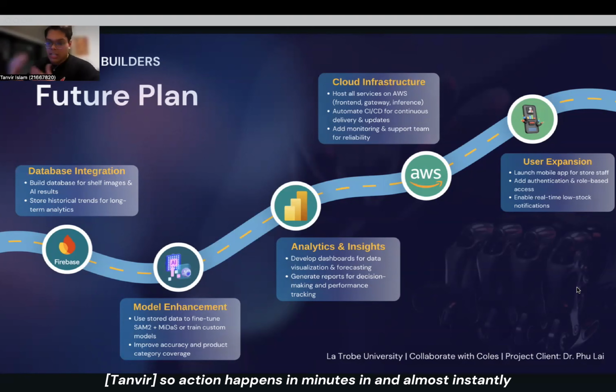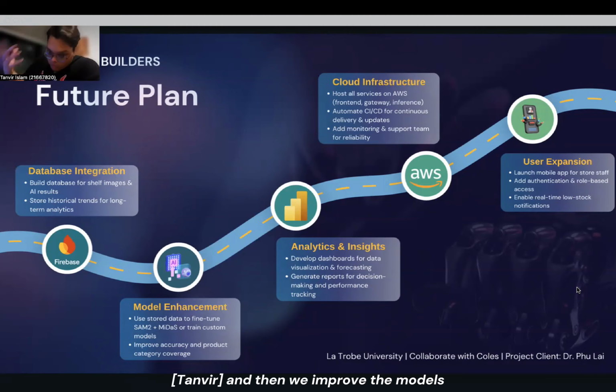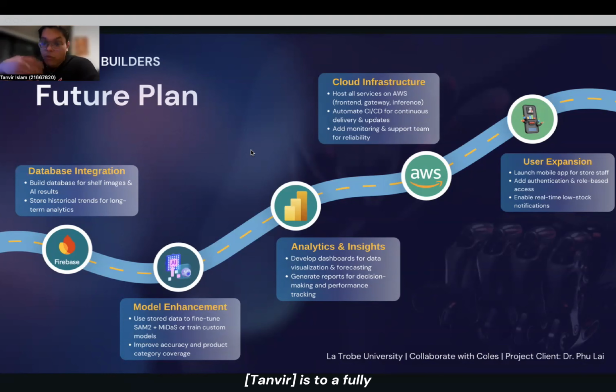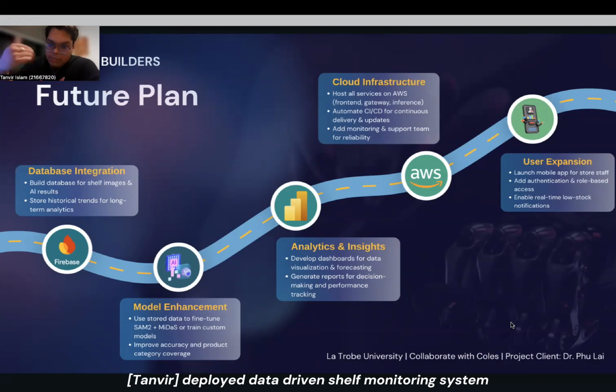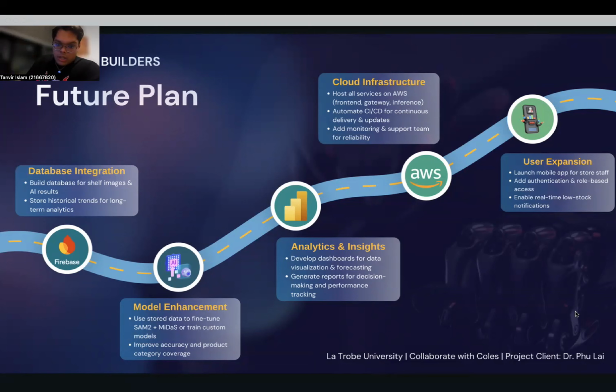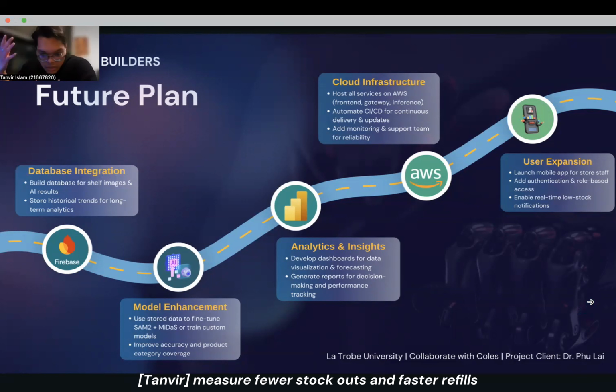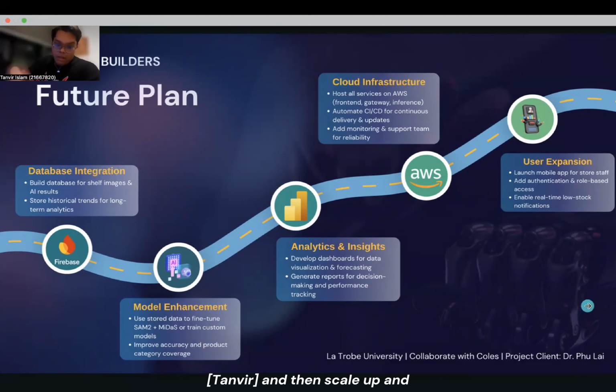So the story is capture data, then improve the models, surface the forecasts, deploy safely, and trigger fast action. That's basically how we get from today's demo to a fully deployed, data-driven shelf monitoring system. And our next step is pretty simple. Pilot one aisle, measure fewer stockouts and faster refills, and then scale up.